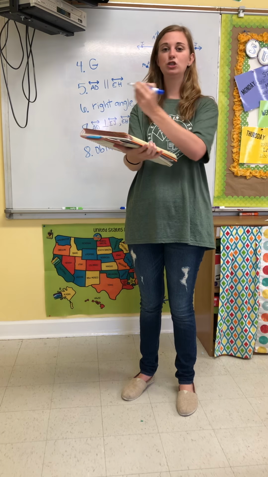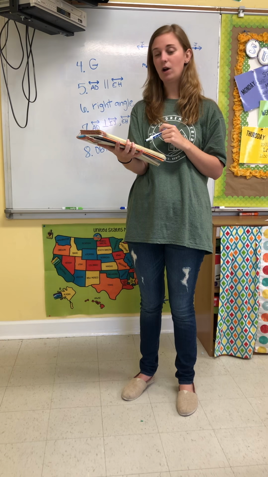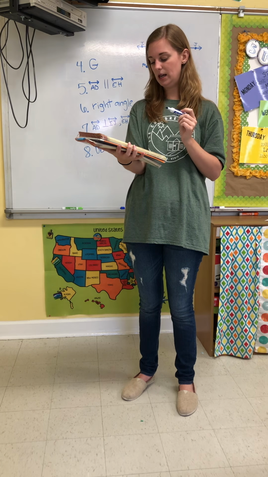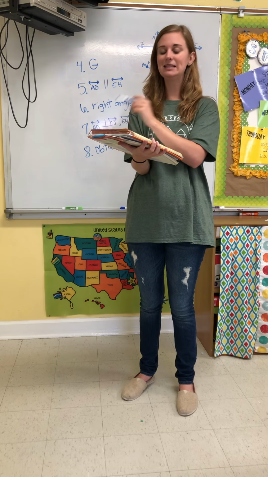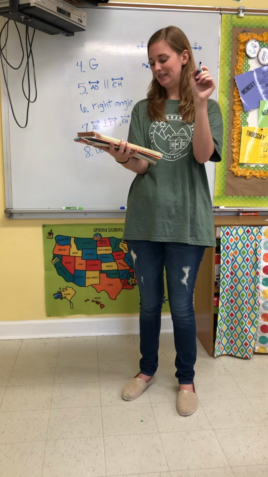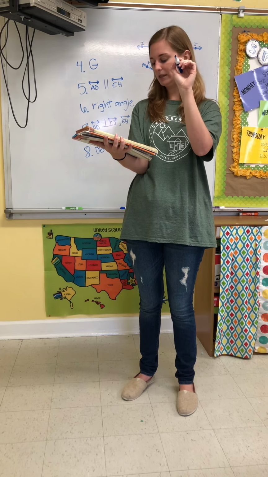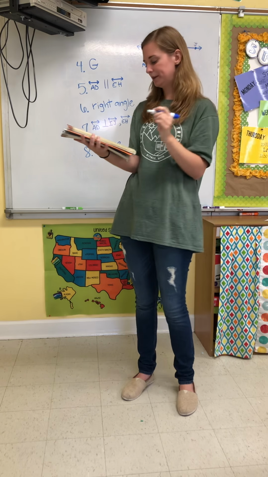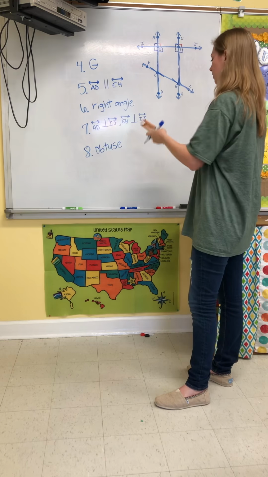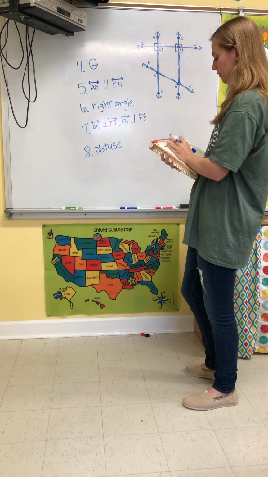Number 2 would be intersecting because we see that the lines do cross over each other. So those would be intersecting. For number 3, that would also be intersecting because they overlap each other, but they're also perpendicular lines because we see that they make right angles, because we can tell by the little red box in the corner.